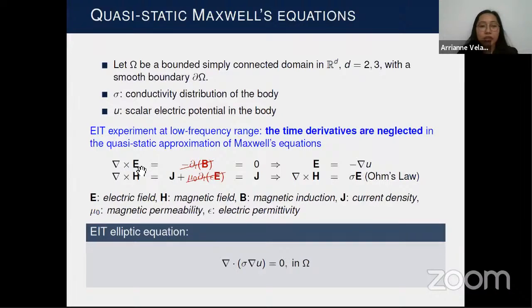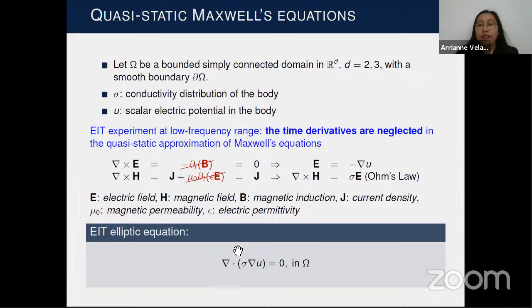So we now have the curl of the electric field E to be zero, which implies that E can be derived from the scalar potential U, and the curl of the magnetic field H to be equal to the current density J. And by Ohm's law, we have sigma times E. Getting the divergence of this curl, we have the main elliptic equation for EIT: the divergence of sigma times the gradient of U is equal to 0 in our domain omega.